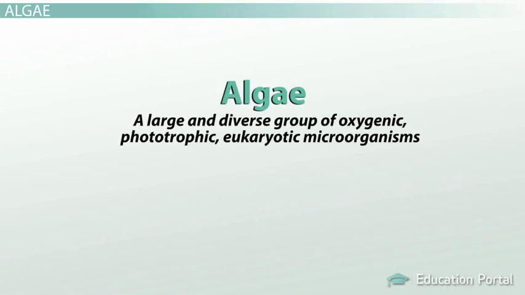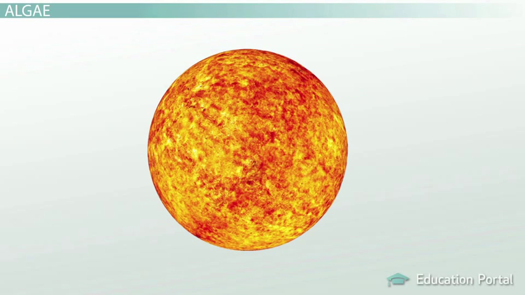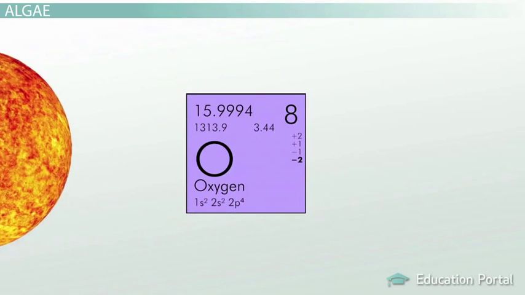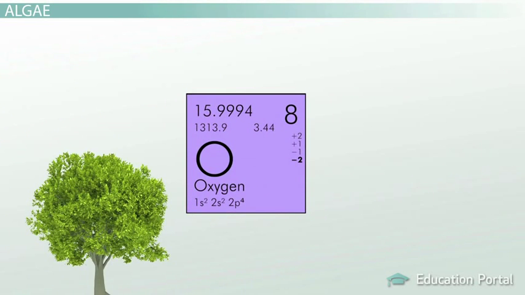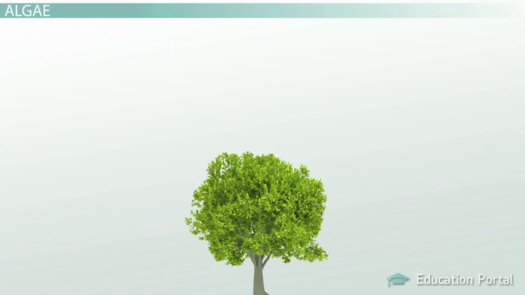Algae is the name given to a large and diverse group of oxygenic, phototrophic, eukaryotic microorganisms. Algae are eukaryotic, which means they have a nucleus. This differentiates them from bacteria and photosynthetic cyanobacteria. They are oxygenic phototrophs, meaning they use light as their energy source for growth and produce oxygen as a byproduct, like plants.